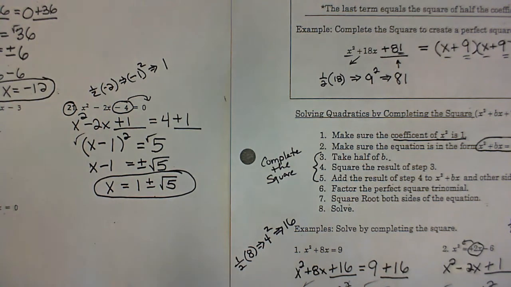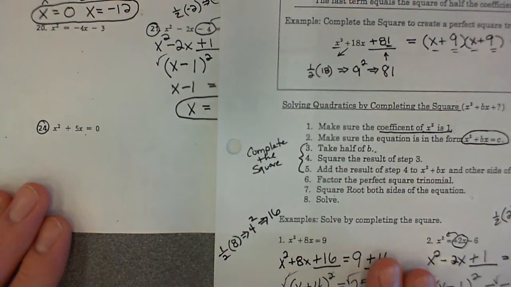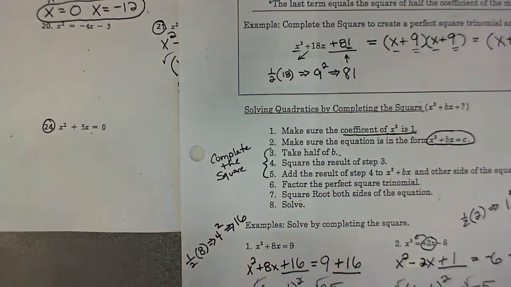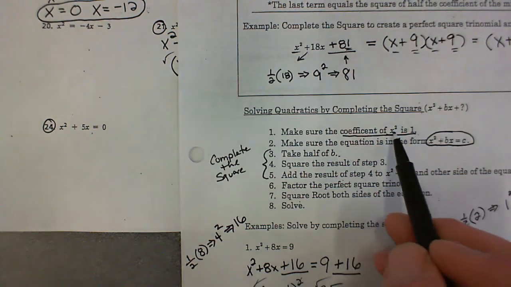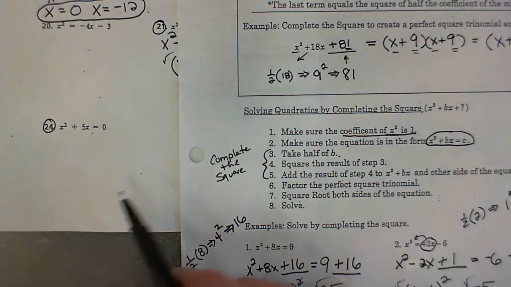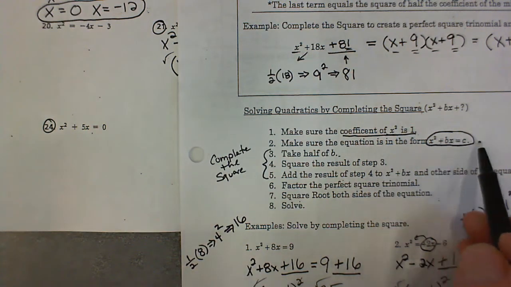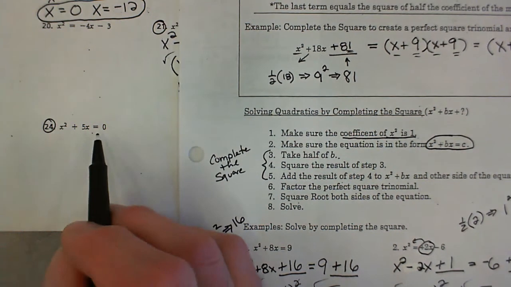Okay? Now on the last one, we're going to look at number 24. Now this one's going to get a little trickier because the numbers are not going to come out as nice. And we'll see why here in a minute. So let's make sure we're in the right form. Is the coefficient of x squared 1? It is. Is the equation in the form x squared plus bx equals c? Well, we've got the x squared and x term on one side. And again, we have the 0.